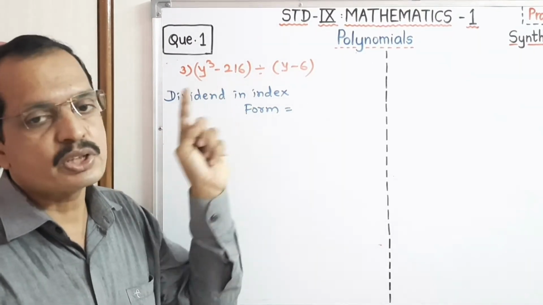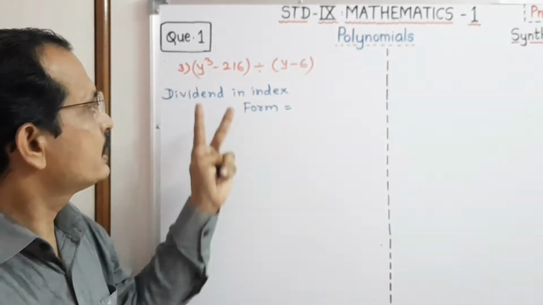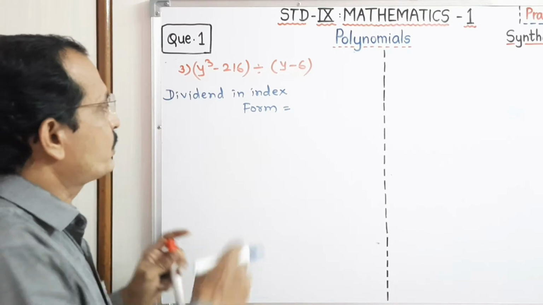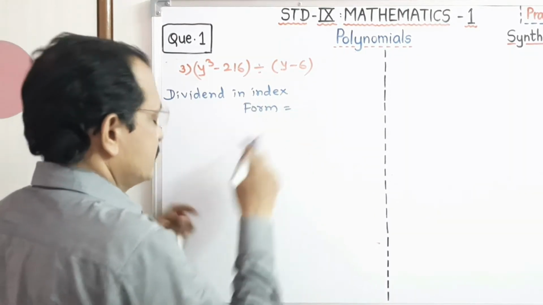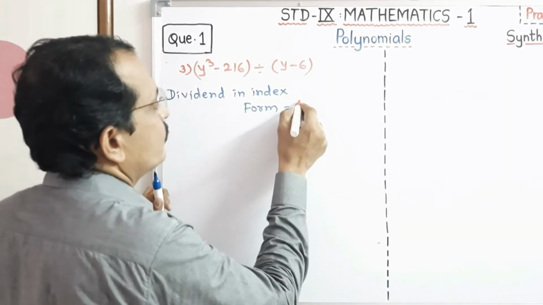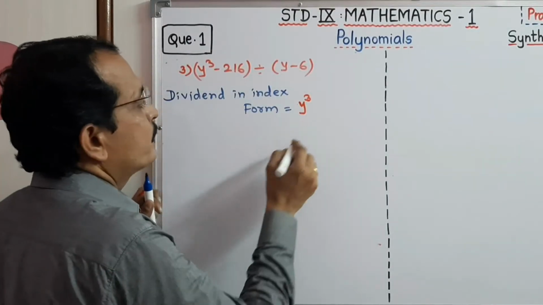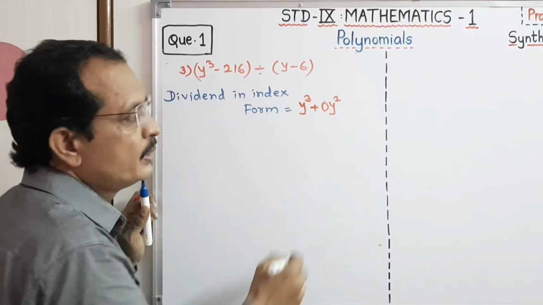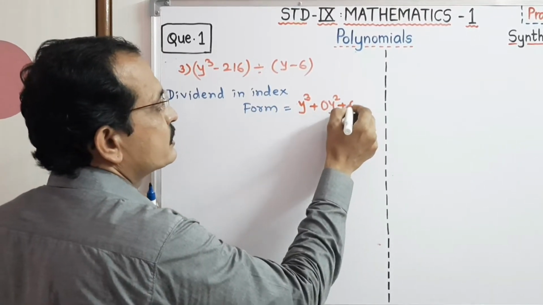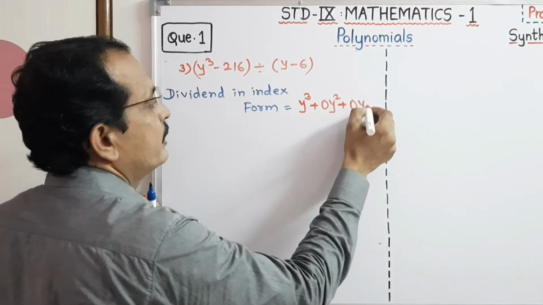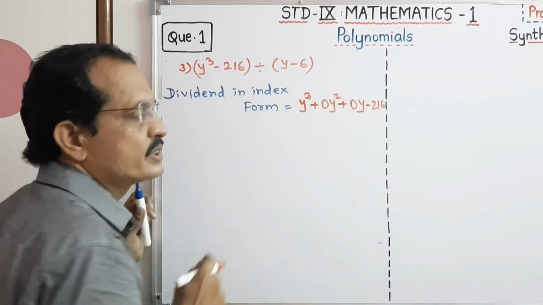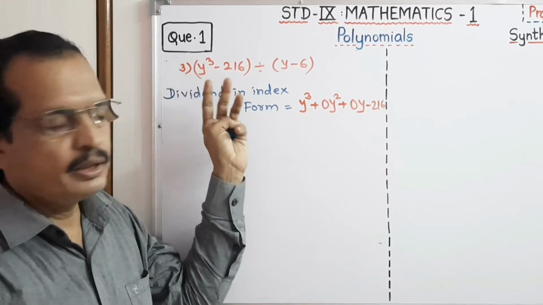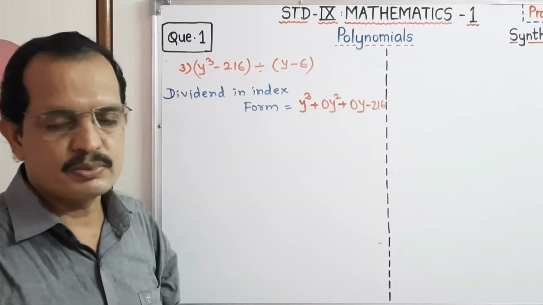That means it must contain 4 terms. But actually there are 2 terms. That means 2 terms are missing. Therefore we have to write it in index form. It is, see here student, y cube. After cube there is a term of square. Therefore 0y square. After square it is the y term, and here it is minus 216. I think everyone understood this. Cube, 3 degree, 1, 2, 3, 4 terms are there.